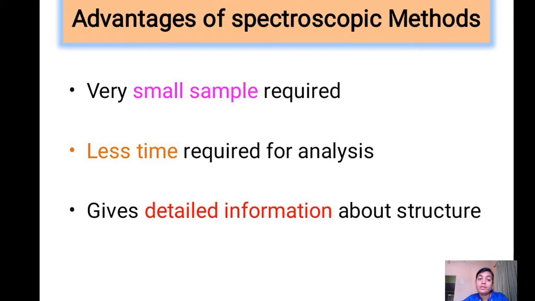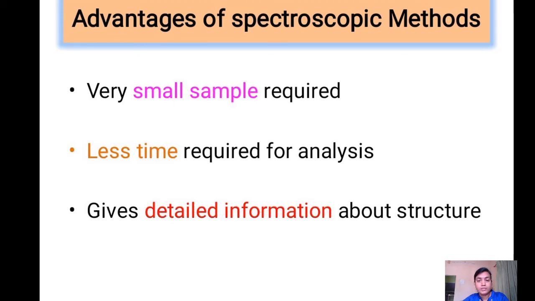This is because of some advantages. First, a very small sample is required for determination of the structure of an unknown compound. For example, IR spectroscopy requires only 10 mg of sample, and mass spectroscopy requires 20 to 30 mg of sample. The second advantage is that less time is required for the analysis. Within 5 to 10 minutes we record the spectra. Analysis of the spectra is useful for determination of the structure of the compound.